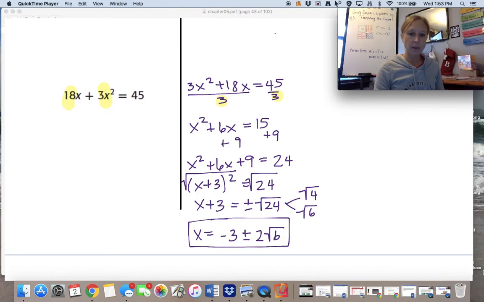You've got your perfect square trinomial, so now you can factor it to be x plus 3 quantity squared, and that equals 24. Take the square root of both sides, but notice 24 is not a perfect square, so we need to simplify it. That simplifies to 2 square root of 6, and so we can just leave our answer as negative 3 plus or minus 2 square root 6.